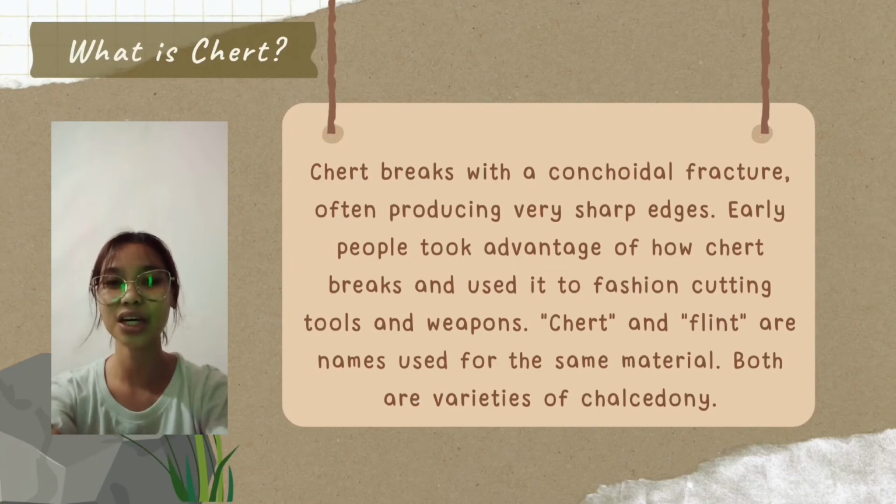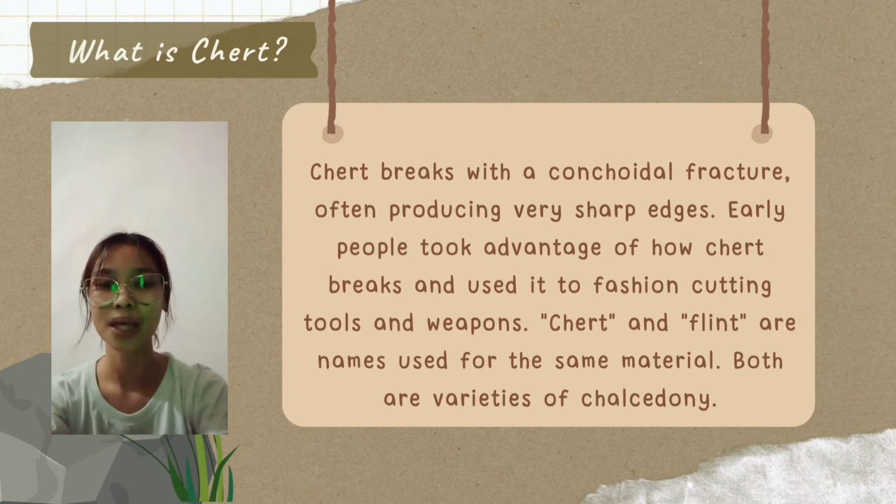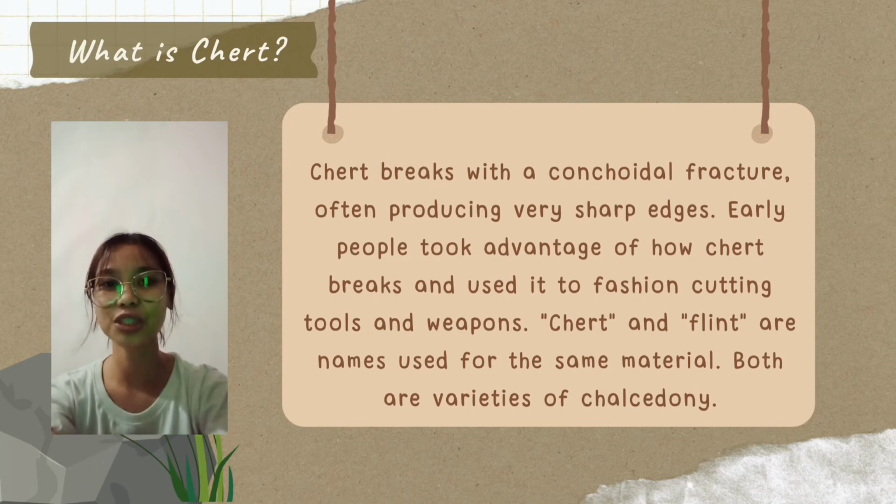Chert breaks with a conchoidal fracture, often producing very sharp edges. Early people took advantage of how chert breaks and used it to fashion cutting tools and weapons. Chert and flint are names used for the same material. Both are variants of chalcedony.